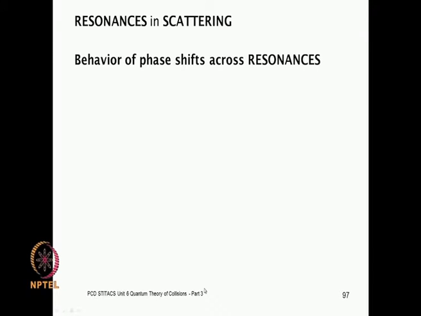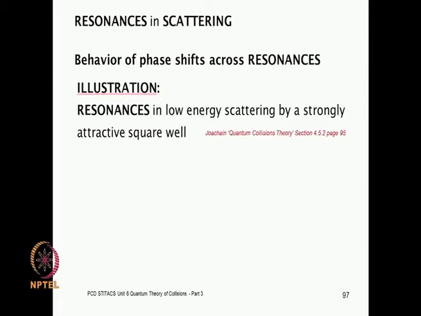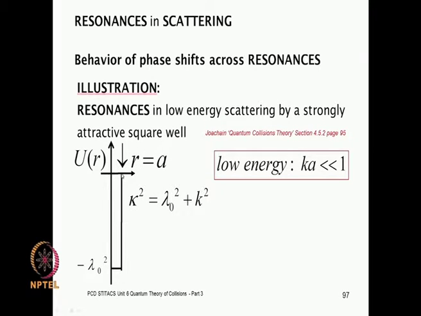So, now we will consider the behavior of the phase shifts across the resonance, and we will take the example of a strongly attractive well. So, you have got a well which is strongly attractive, which is why I show it by what looks like a deep well, just to indicate that it is strongly attractive. Okay, the strength of course depends on the depth as well as the range of the potential, but here only to indicate that we have a strongly attractive well.